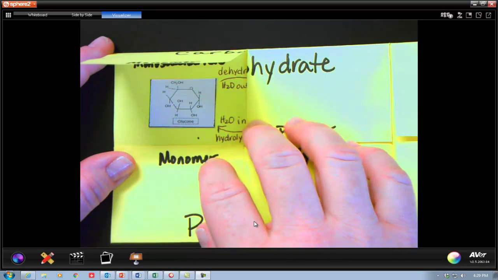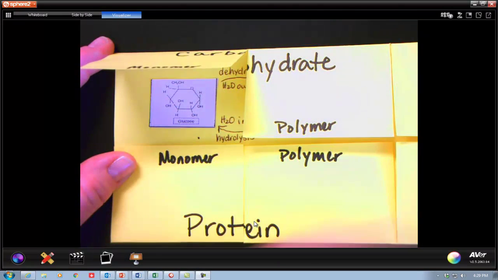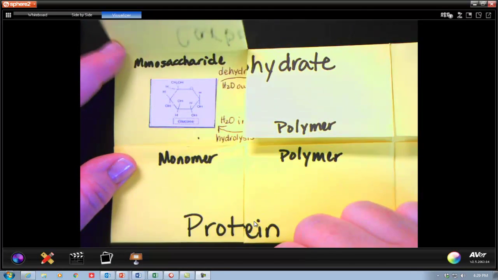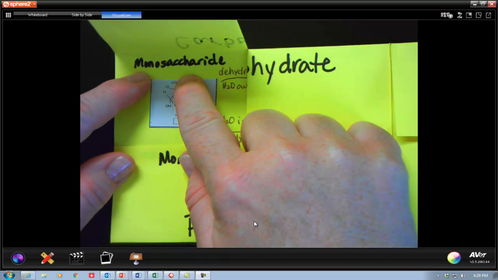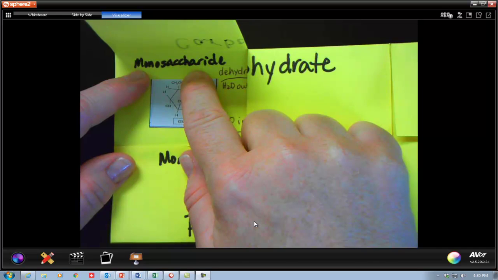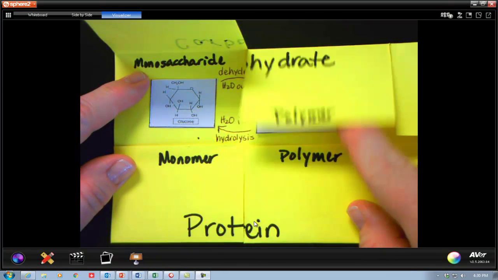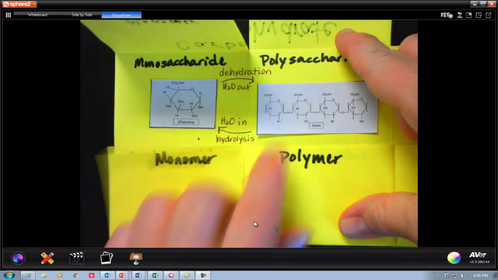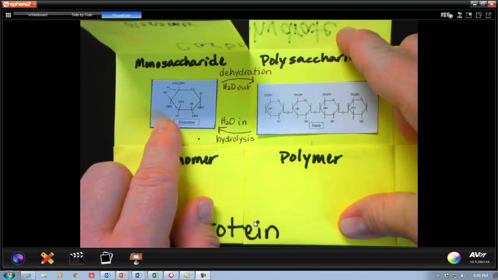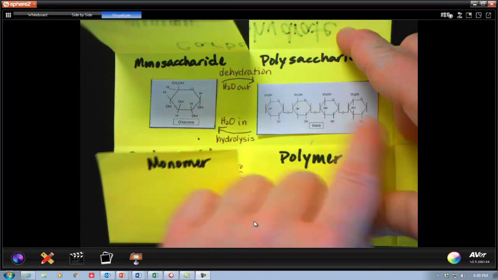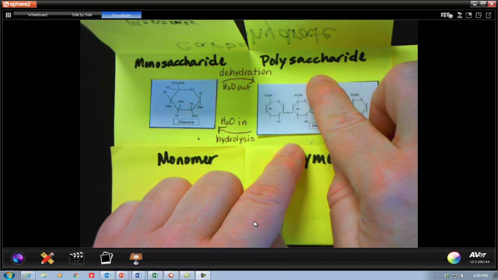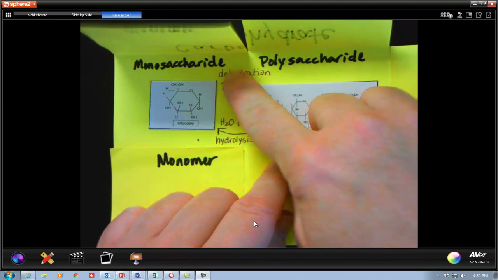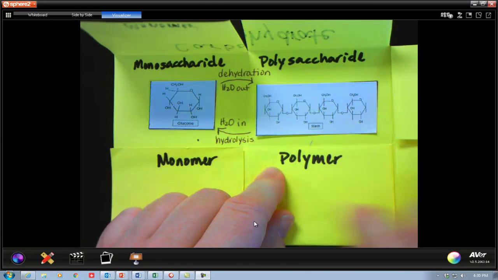Remember that they are CHO, carbon, hydrogen, oxygen. The name of the monomer for a carbohydrate is monosaccharide. Mono again meaning one, and saccharide meaning sugar. So then we can look under our polymer tab, and we see many of these same carbohydrate rings, but now they're put together. And so this becomes a polysaccharide, two or more. So polysaccharide, many sugars. We'll talk about this dehydration and hydrolysis here in a minute.